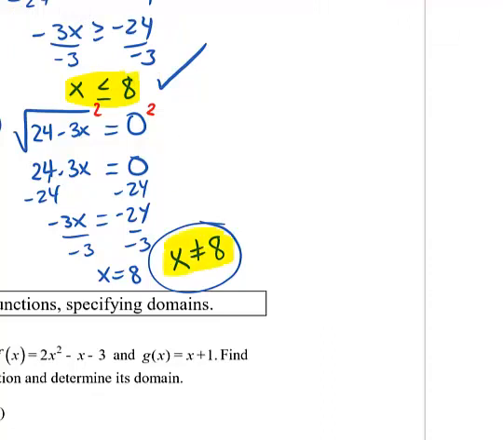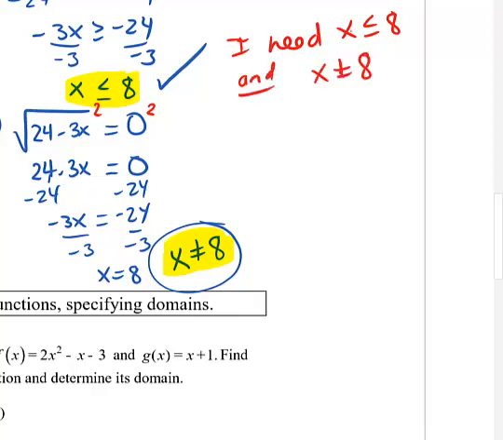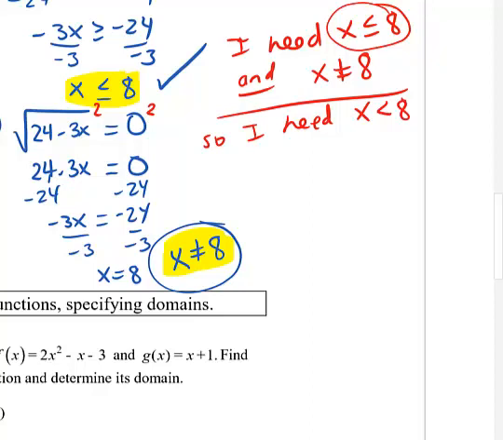So I want to make sure both of these are happening. So I might think about it for a second. I need x to be less than or equal to 8, but at the same time I need x not to equal 8. So if you think about it, if I put those together, that means I need x to be strictly less than 8. Because this says x can be less than 8 or equal to 8, but here I said, no, never mind, x cannot equal 8. So it pretty much comes down to x has to be less than 8.